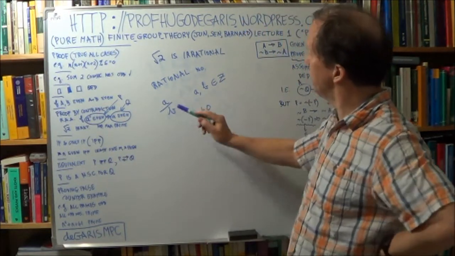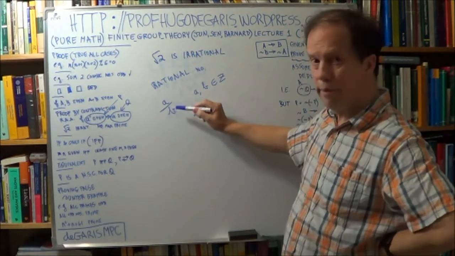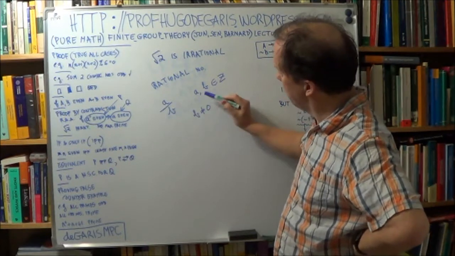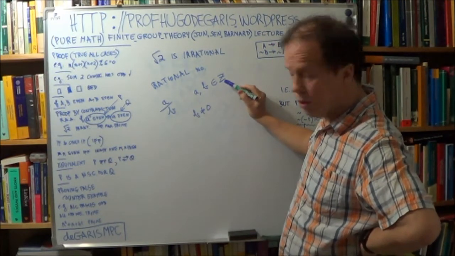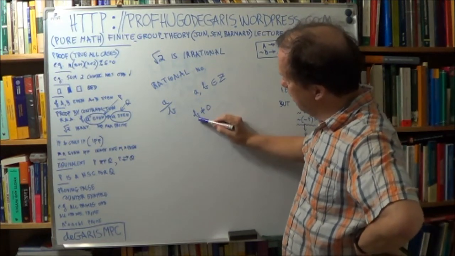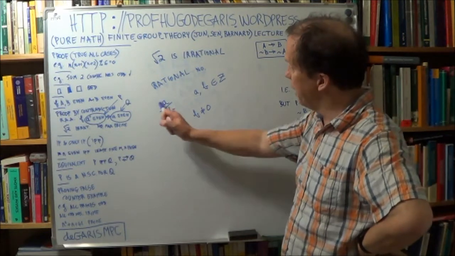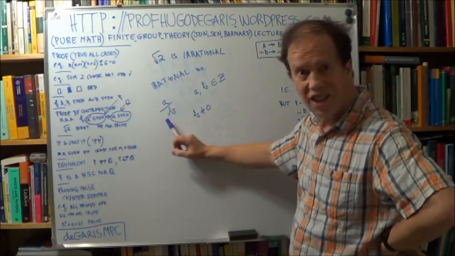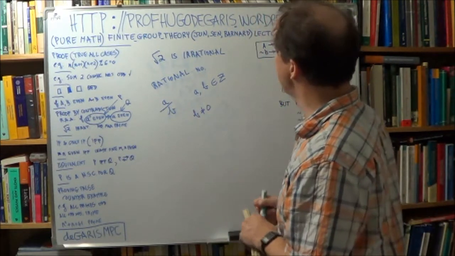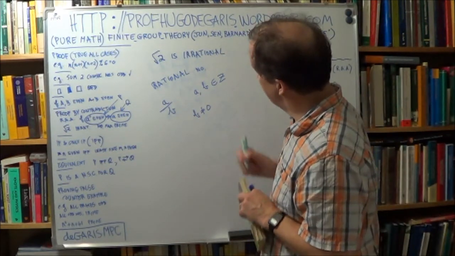So a rational number is defined as A over B, A divided by B, where A and B are both integers. They belong to Z. Z is the set of all integers, with one exception. The B here cannot be 0. I mean, the A could, but not the B. You cannot divide by 0. Okay. Now, those are rational numbers by definition.